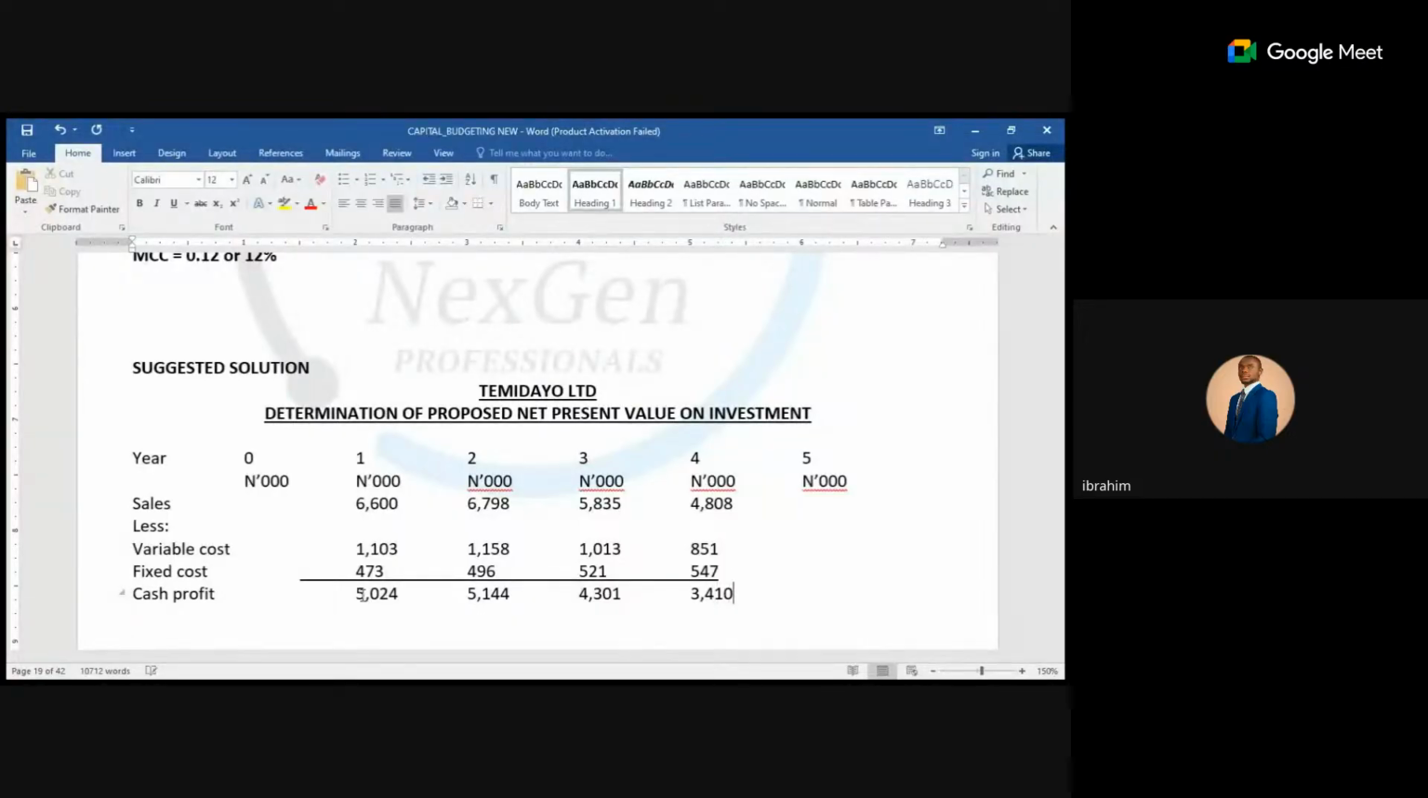The reason why we had this is because of the arrears. Okay, so what is the tax? Tax at 30% will be paid in arrears. Year 1 will be paid in year 2, year 2 in year 3, year 3 in year 4, year 4 in year 5. Meaning, what is 30% of 5024?